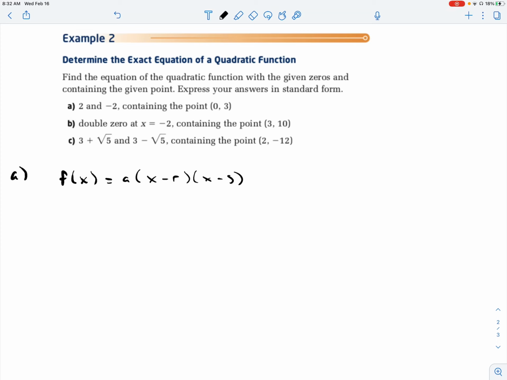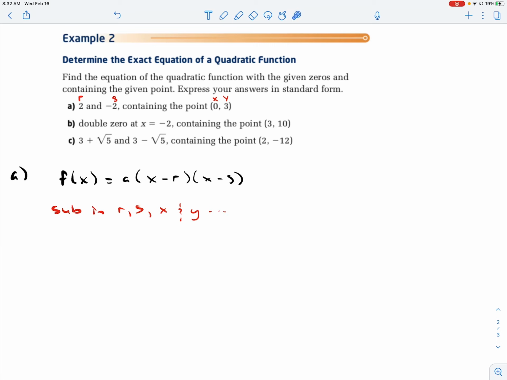So we know that, and it doesn't matter which one goes where. I know we have 2 and negative 2, and it doesn't matter which one goes in for r or s. Either of them can. So let's call this one r and that one s. And then in our point, those are going to be x, y, right? 0, 3.